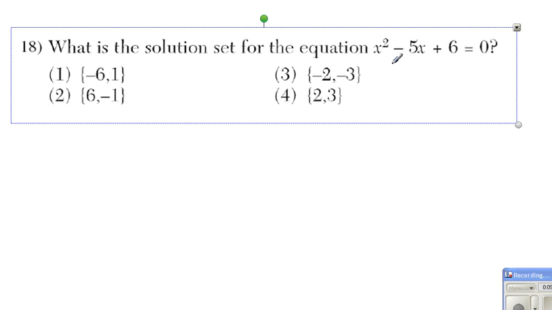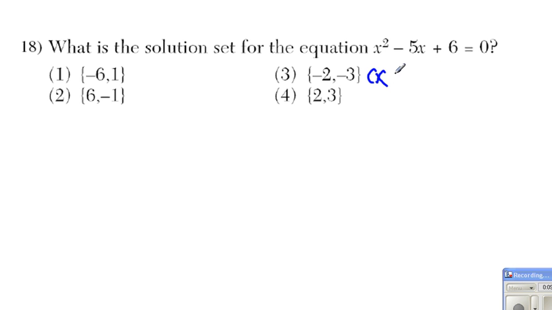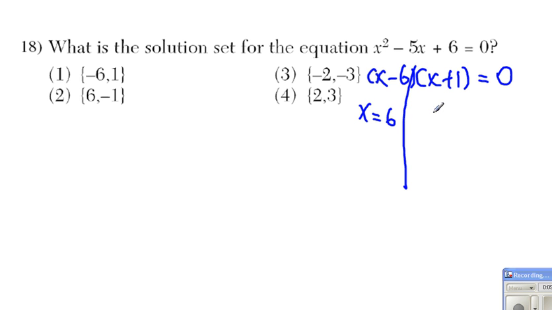For the solution of the equation, we just have to factor and then set up the t-charts once again. x minus 6 and x plus 1 equals 0. Now here, how are we going to do it? x can be either 6 or x can be either negative 1. So therefore, negative 1 and 6. That becomes our answer.